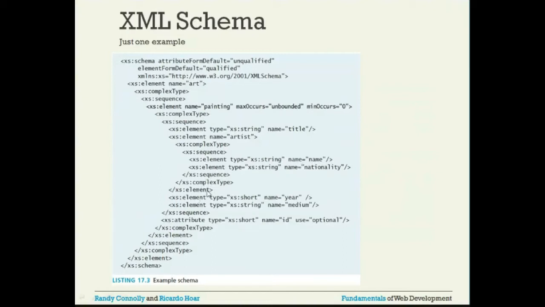Complex type, again the next element is a short. It is an integer, year. So here you can specify it. You can check whether it's an integer or not. Year, and the last one is the medium. So this is how it is structured. It is not very easy to understand this one. So that is the reason the tools are used to create the XML schema.